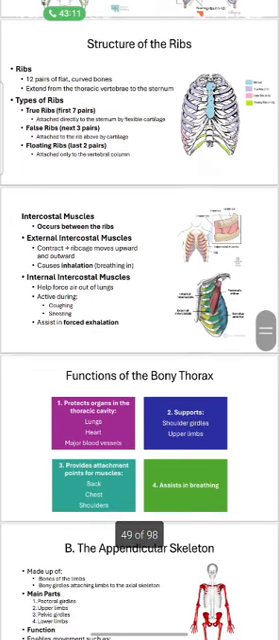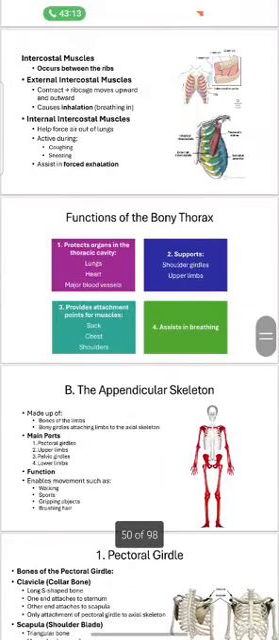And then intercostal muscles occur between the ribs. External intercostal muscles contract the rib cage. The rib cage moves upwards and outwards, causing inhalation, which is breathing in. Internal intercostal muscles help force air out of the lungs. They are active during coughing and sneezing and assist in forced exhalation.